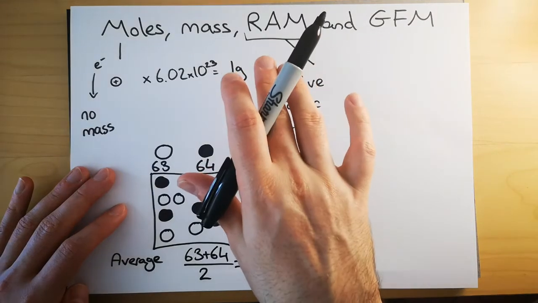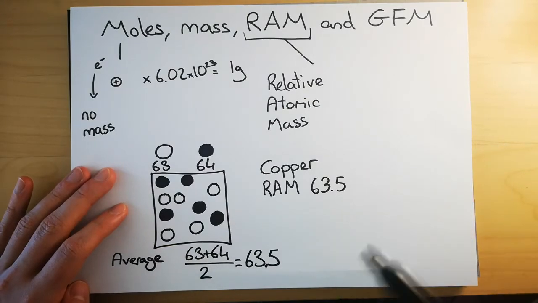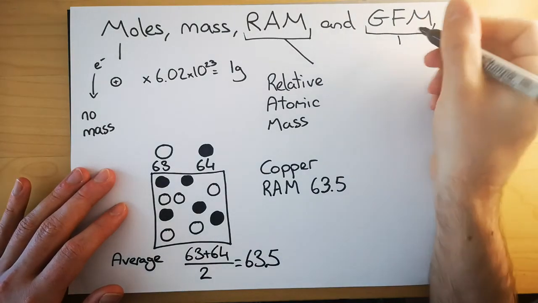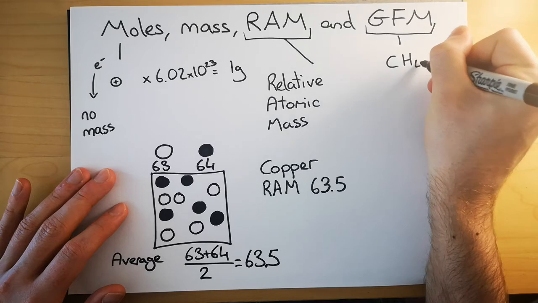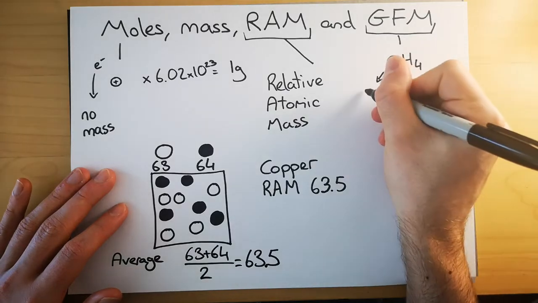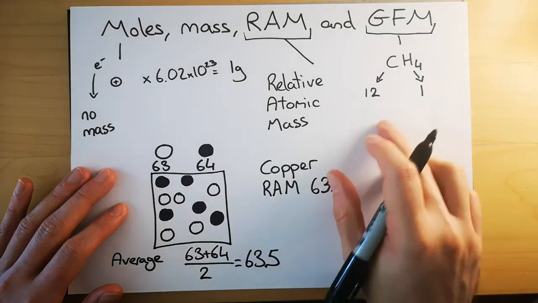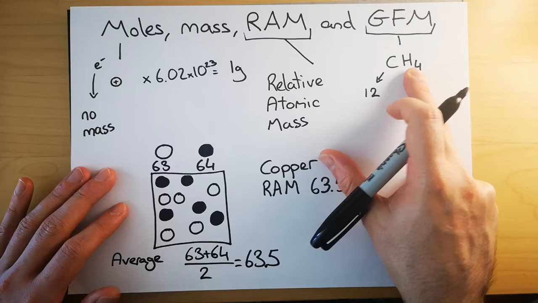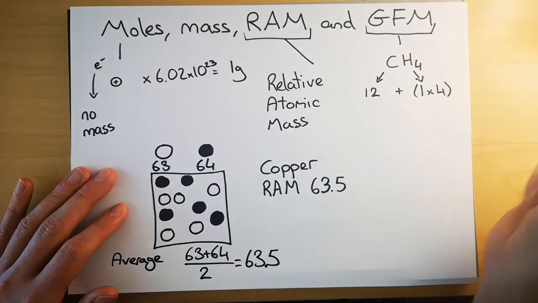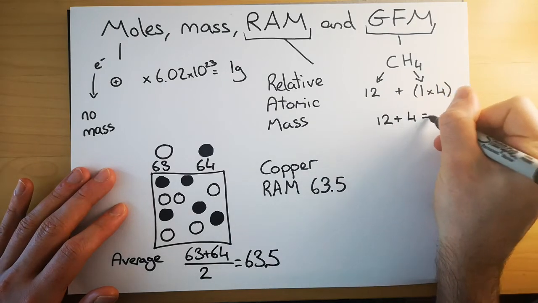Now, the addition of all the relative atomic masses within the molecule will give us the GFM. So for the GFM, I'm simply going to use our methane molecule, which was CH4. Now, if we go to the data booklet, what we'll find is that carbon has a relative atomic mass of 12 and hydrogen has a relative atomic mass of 1. However, what we'll see here is that we've got actually 4 of those hydrogens. So we need to multiply that by 4 and add these together. So what I've got is 12 plus 4, which gives me 16.